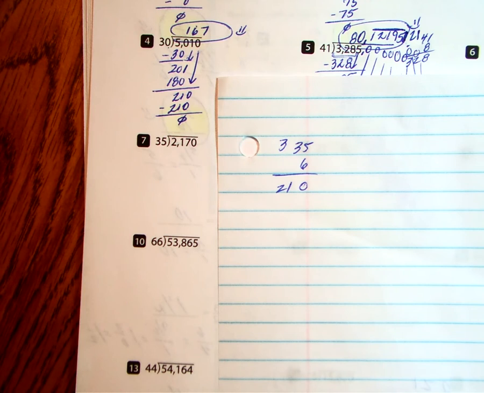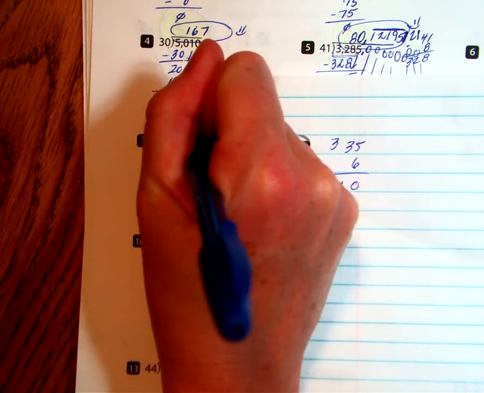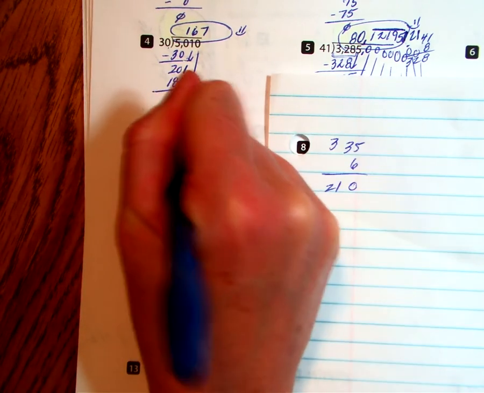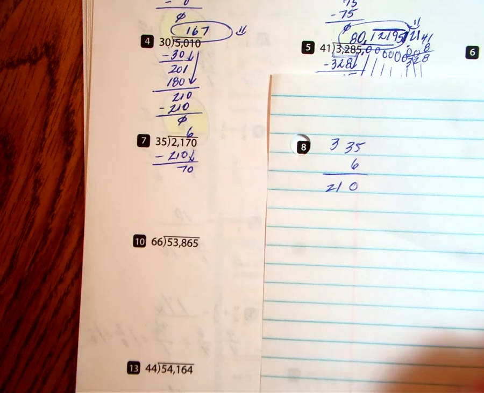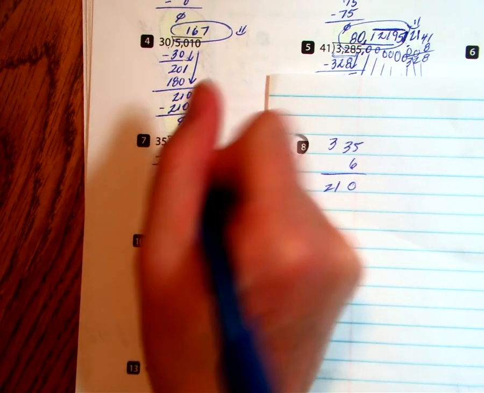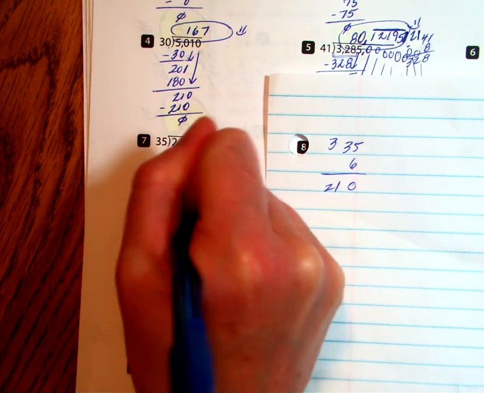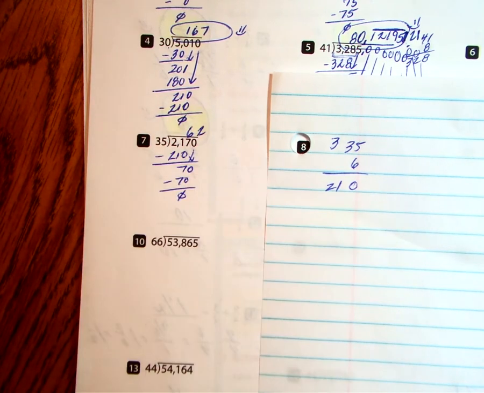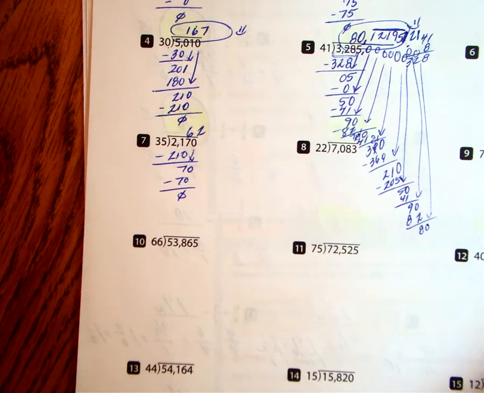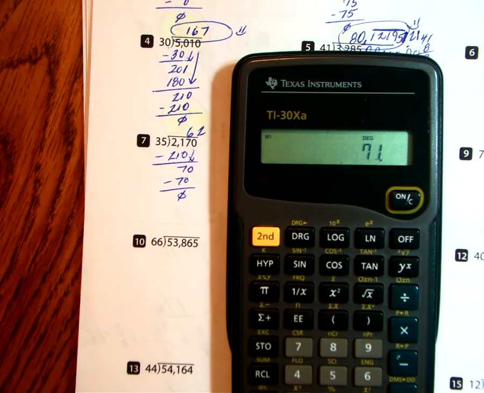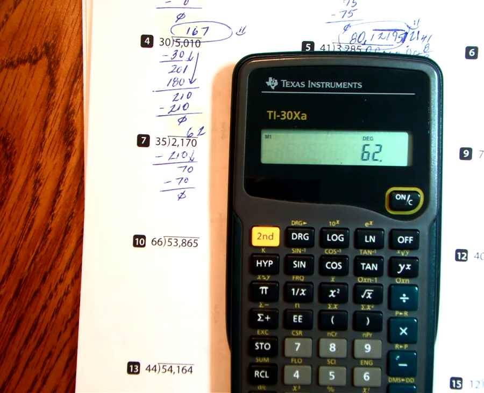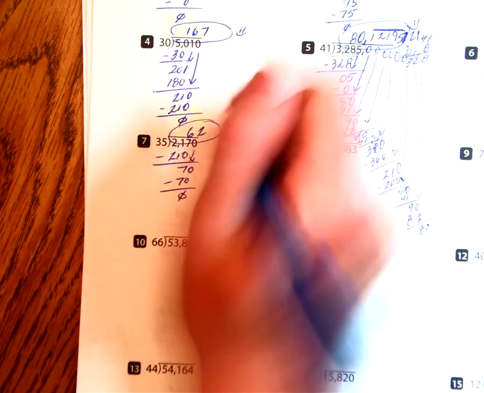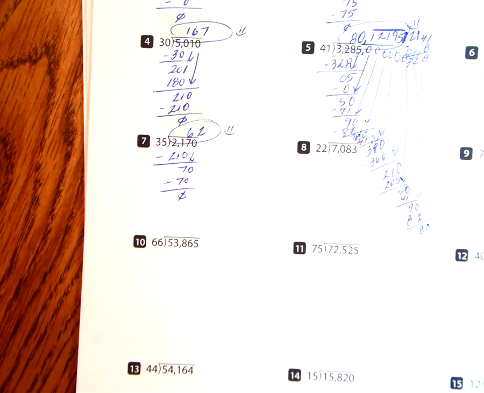Yeah, let's go with 6. And put 6 here, 210 here. Subtract, bring down. Yeah, that's pleasant. 35 goes into 70 twice. That one I know in my head. Subtract. No remainder. Nothing left to bring down. Let's check it, see if it's right. 2170 divided by 35. 62. Fantastic.